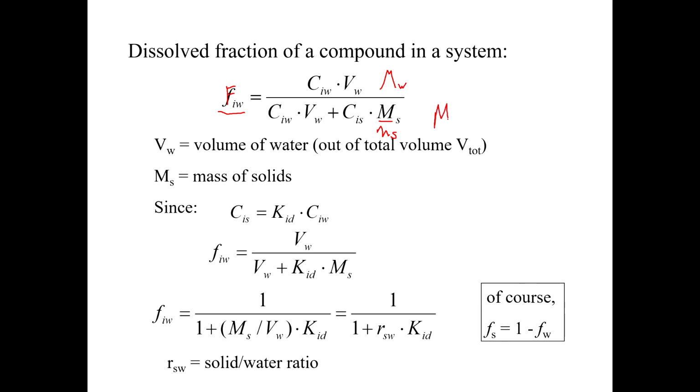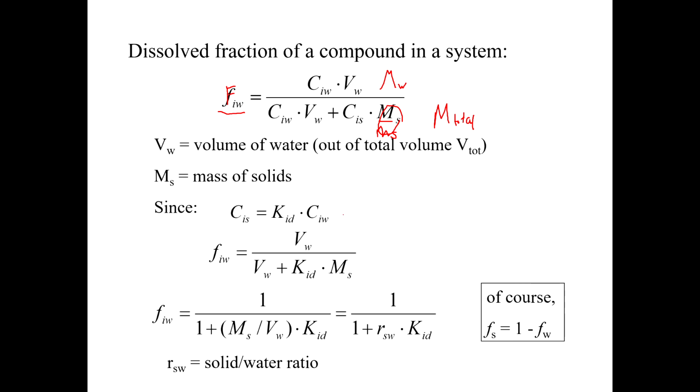So the bottom here is M total. I hate drawing with my mouse. It sucks. But anyway, this is the total mass. Mass in the water divided by the total mass gives you the fraction of the mass that's in the aqueous phase. So the trick here that makes it a little bit different than some of these types of two-phase partitioning that we've done before is just that this is now the mass of solids, not the volume of solids.